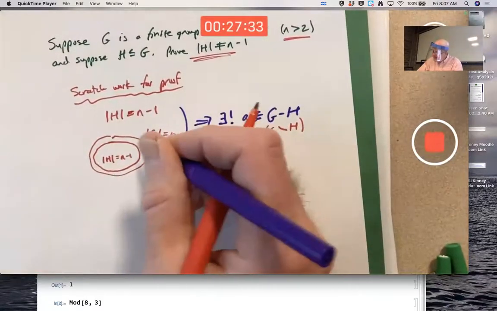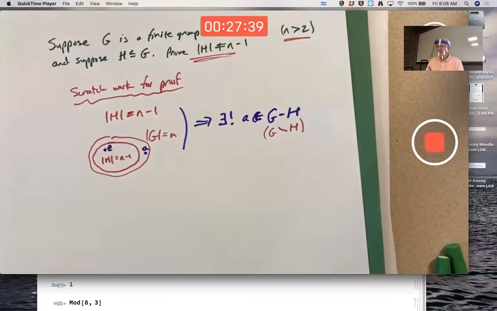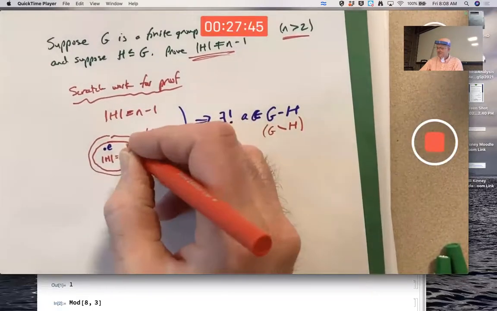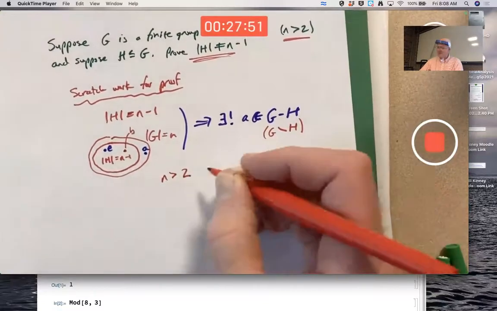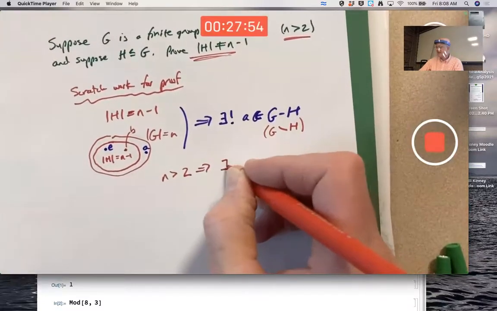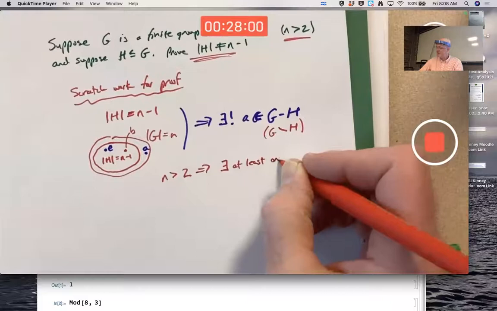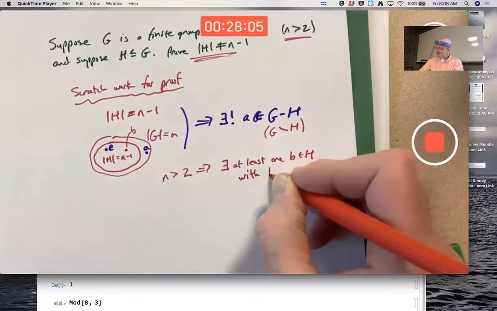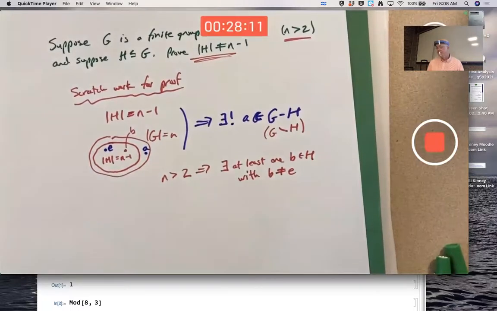So here's A. The identity's got to be in H. It's a subgroup. And there's got to be at least one more element in H. Call it B. n being bigger than 2 implies not that there exists a unique element, but there exists at least one more element: at least one B in H with B not equal to the identity. And since B is in H and A is not in H, B also does not equal A.